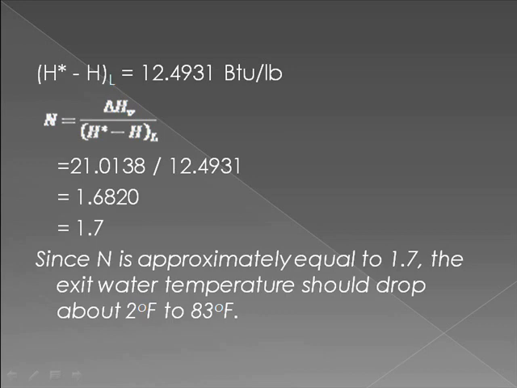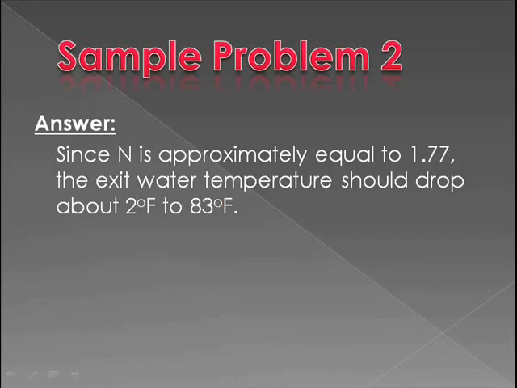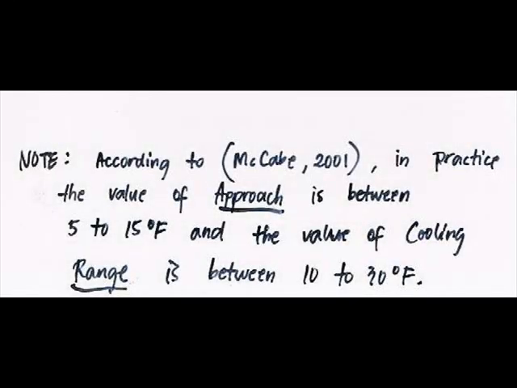So since N is approximately equal to 1.7, the exit water temperature should drop about 2 degrees Fahrenheit to 83 degrees Fahrenheit. So the effect of increasing the air rate by 20% is an exit water temperature drop of about 2 degrees Fahrenheit. Let us take note that, according to McCabe, in practice the value of approach is between 5 to 15 degrees Fahrenheit and the value of cooling range is between 10 to 30 degrees Fahrenheit.